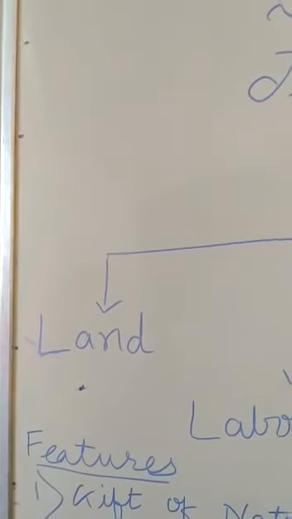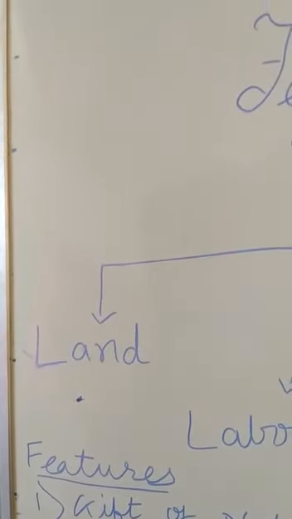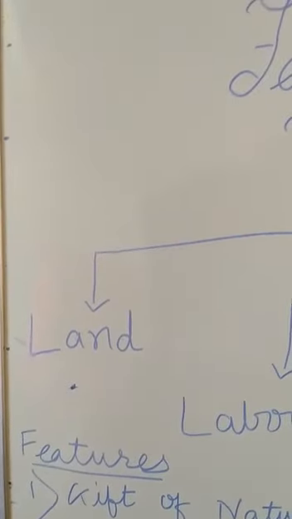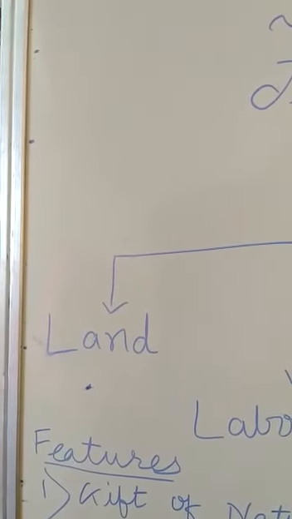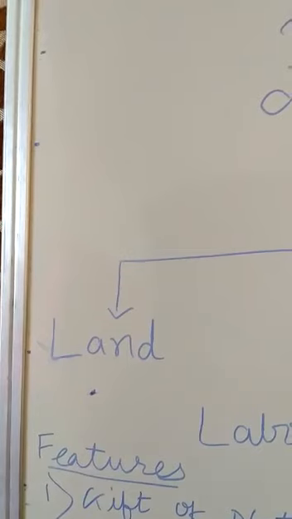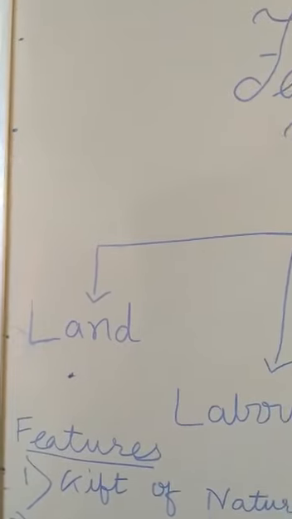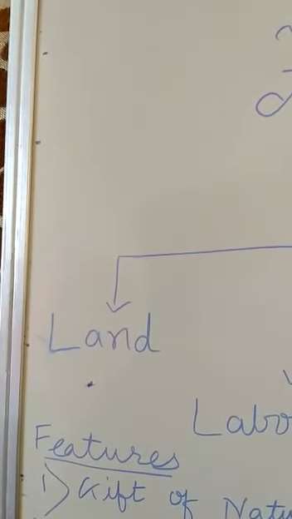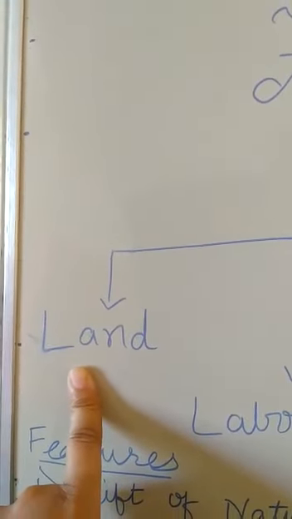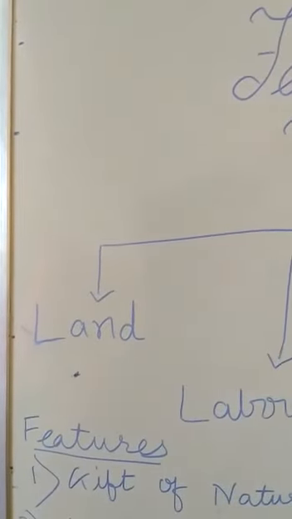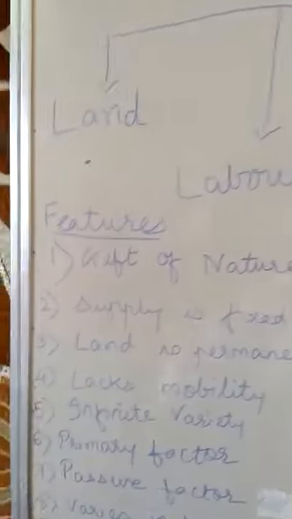Now what is land? In common sense, land means the upper crust of the earth, which can be put to several uses. But in economics, it has a wide range. In economics, it includes all the resources which it consists of, like the minerals, the coal, the petroleum, the fishes, all the resources which the land includes are all included in the land. Now, today we are going to learn about the features of land in detail.